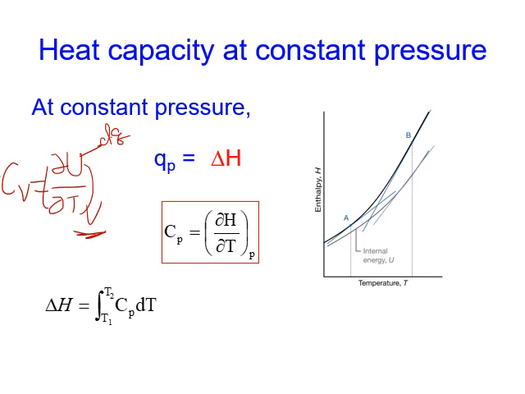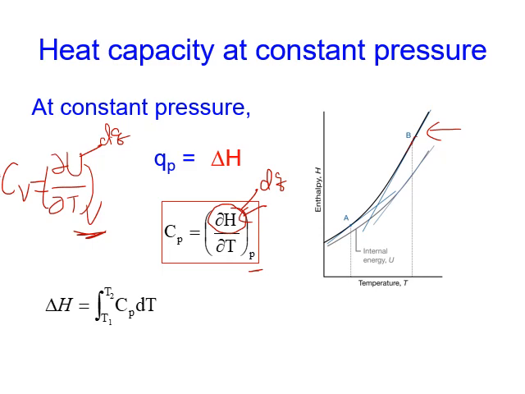And at constant pressure, delta H equals dQ, which is the heat. So Q divided by T, that's the heat capacity. Again, it's a state function. So if we know how enthalpy changes, the derivative, the slope, gives you Cp at any instant.